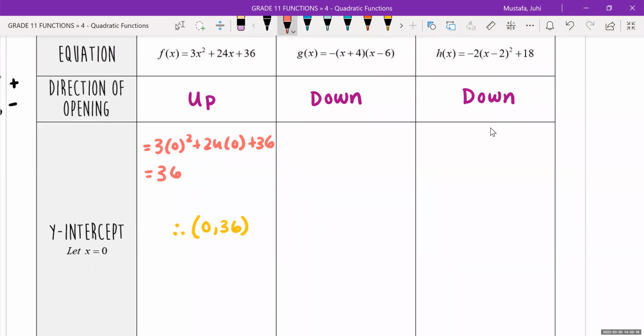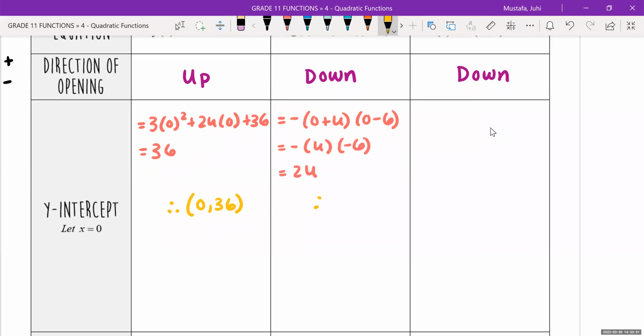For the next example, again, we're going to put in a 0 wherever I have an x, and we're going to solve. So I just get (0, 24).